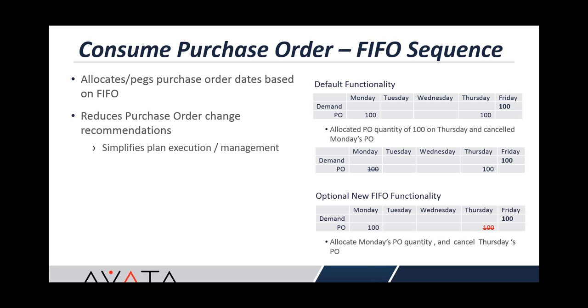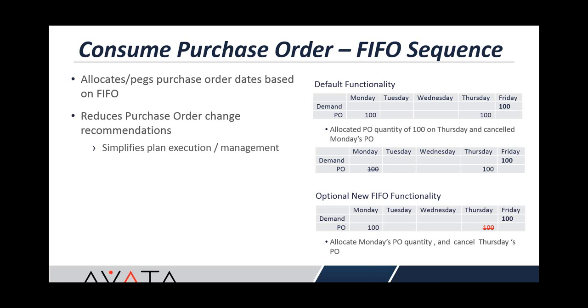So consuming purchase orders in a FIFO sequence, this really becomes quite an issue in reality in production environments without this. If you look at the default functionality pane here, with a demand on Friday for 100 and a PO for 100 on Monday, 100 on Thursday, the pegging is going to peg to the 100 on Thursday by standard functionality. And as a result, I'm sorry, it would peg to Monday.